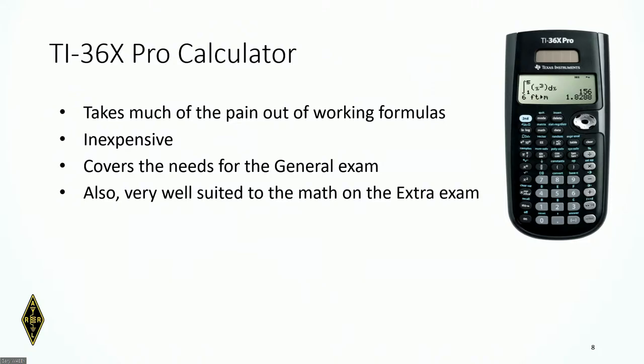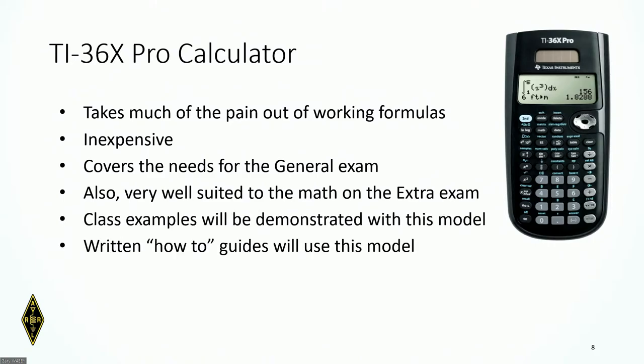The calculator. We spent quite a bit of time researching the field here. There are some questions in the Extra exam that require trigonometry and manipulation of complex numbers. This calculator eliminates the need for most of that pain. And because we need a scientific calculator for the General, our recommendation is to go ahead and get this one now, because it'll do everything that you need for your General and you can roll right into the Extra with it. It doesn't cost too much, about $25. They're available at Staples and Amazon. And it will serve you well going forward.